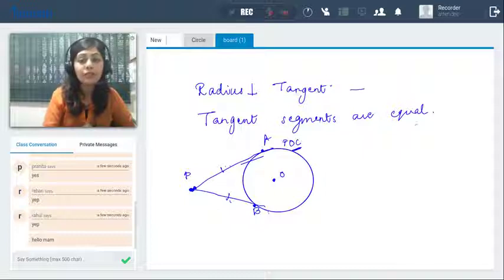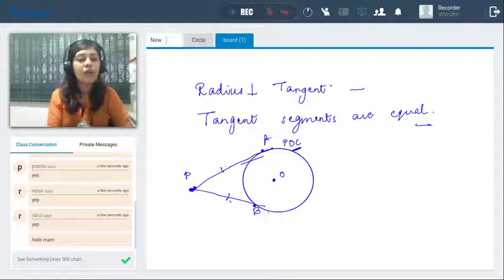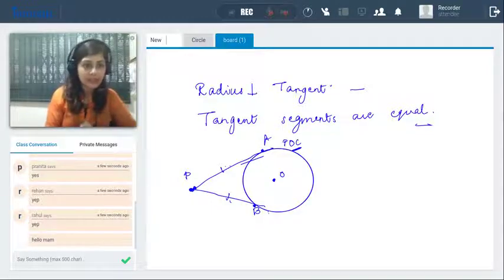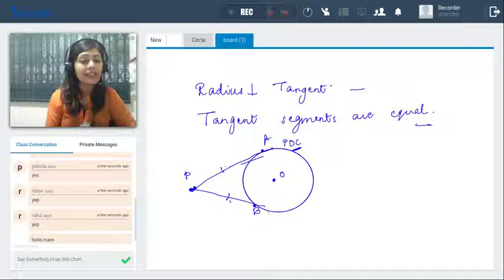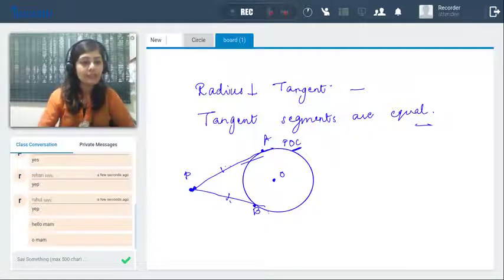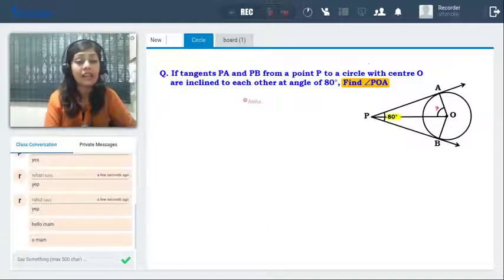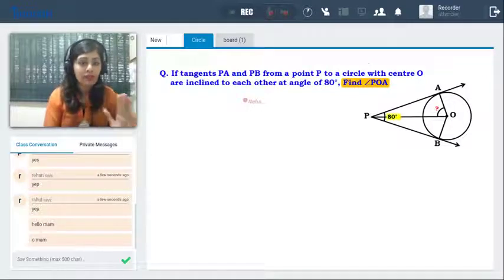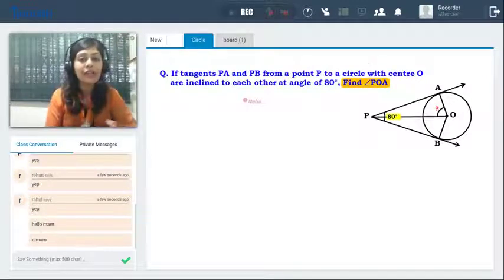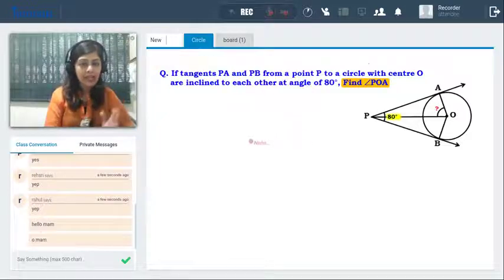So keeping these two theorems in mind, we're going to solve the rest of the sums. In today's lecture, we're going to solve all the slightly trickier sums in our circles chapter. We've already studied the concepts. Now it's time to apply those concepts. The first sum, like I had promised, is about how to attack a problem. You'll already know what steps are to be followed. We'll brush through the steps, but how you start looking at a problem is what we need to see. So let's begin with the first sum.